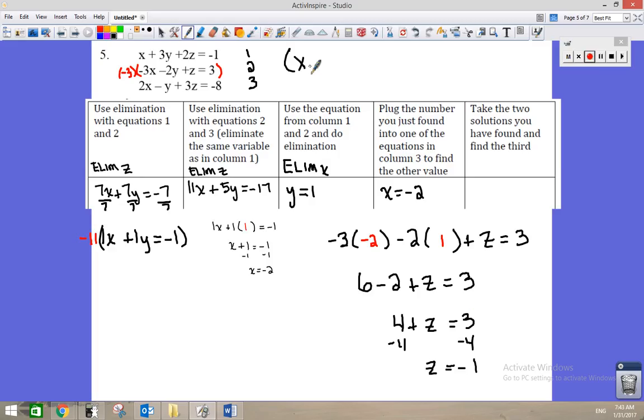So we have found our solution. We found x to be negative 2, y to be positive 1, and we just found z to be negative 1. So I hope that helps.